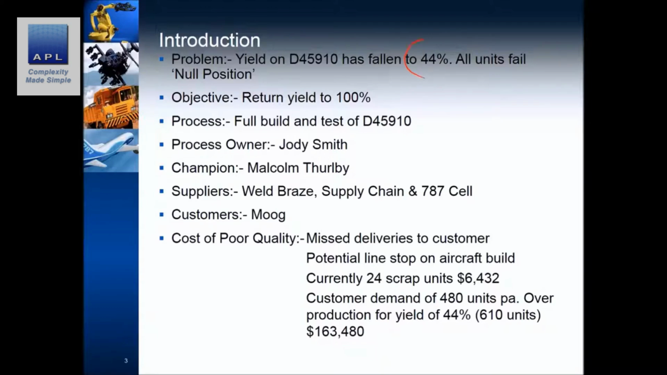The current yield, however, look, has gone to 44% when it used to be 100%. No problem at all. You're going to see that in the run chart in a second. You can see that currently, if that continues over the year, it's going to cost the company almost $164,000. It's quite a low number of units, but a very expensive product to make scrap with.